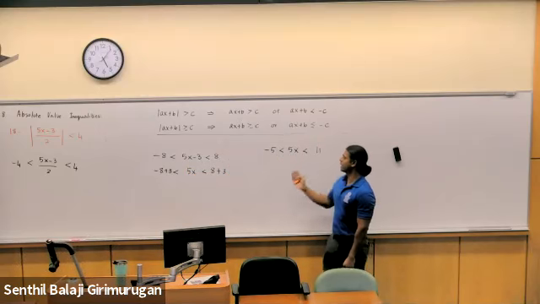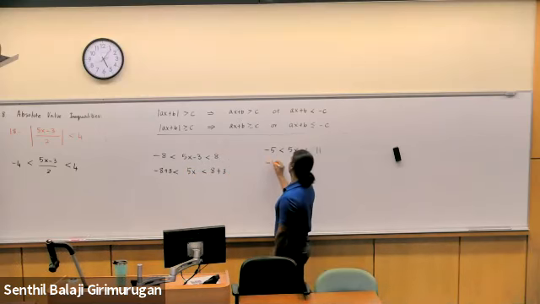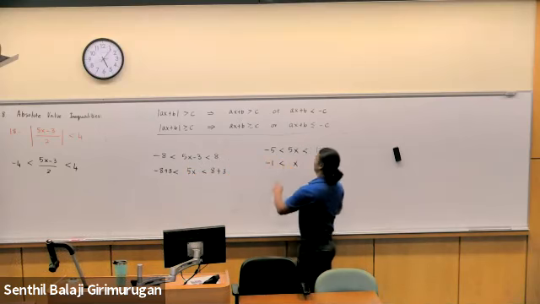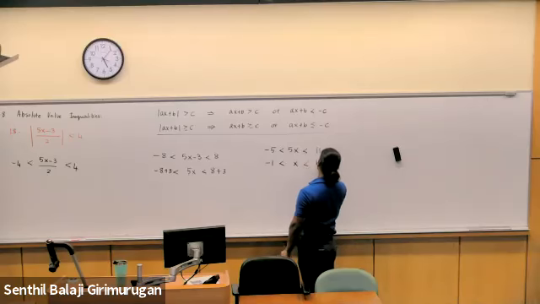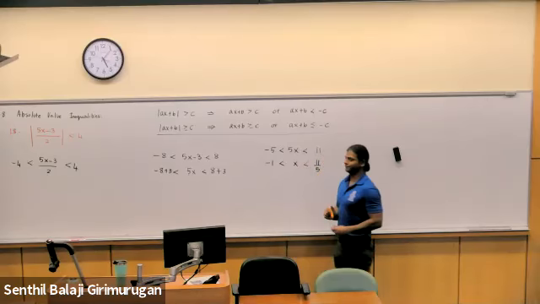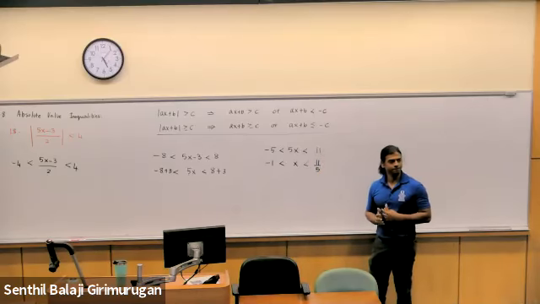Divide by 5 throughout. -5 over 5 is -1. 5x over 5 is x. 11 over 5. Good.